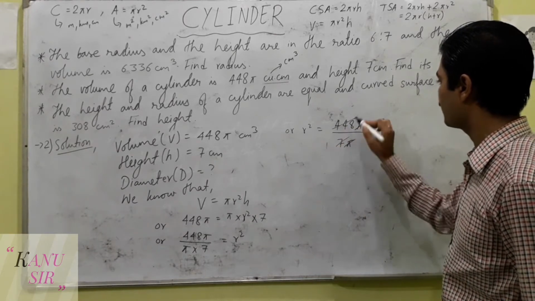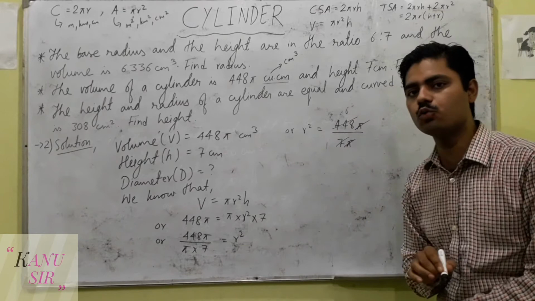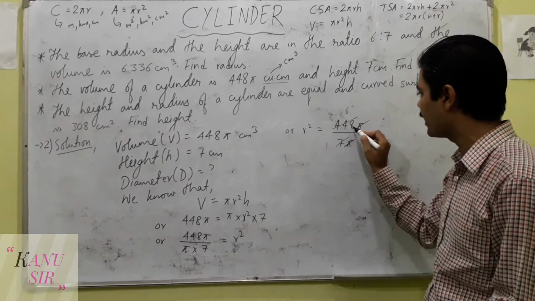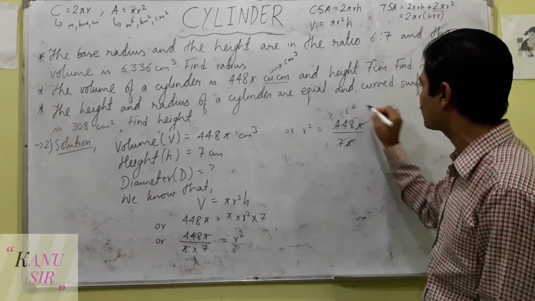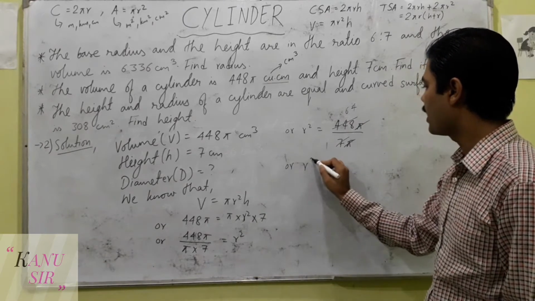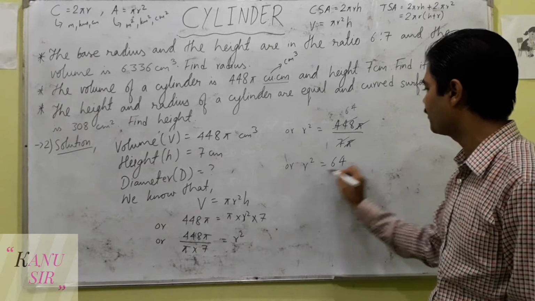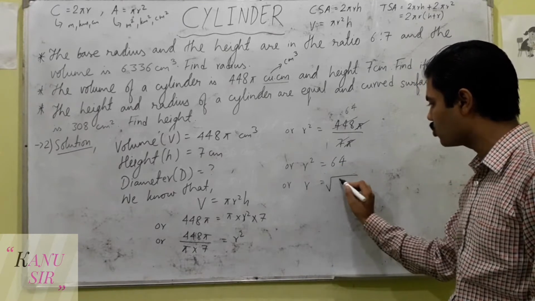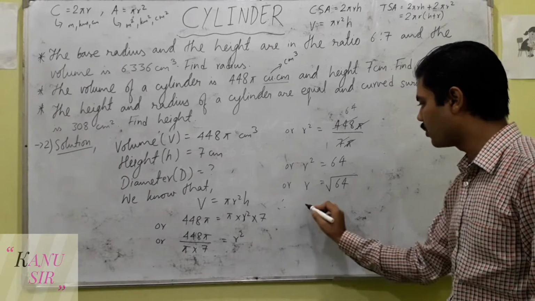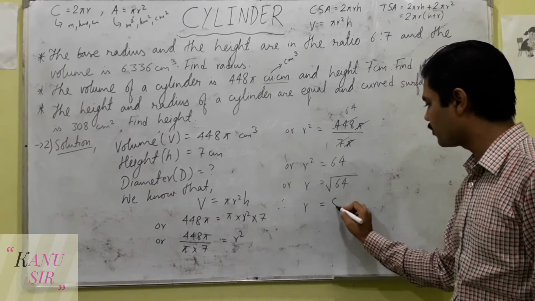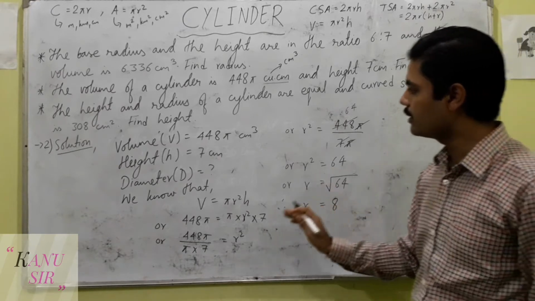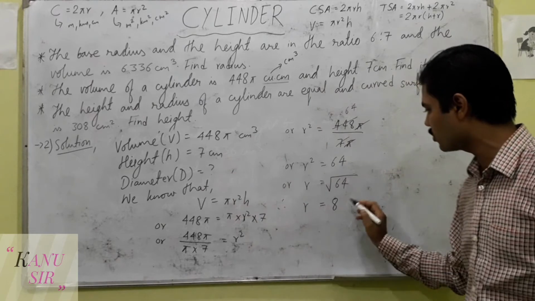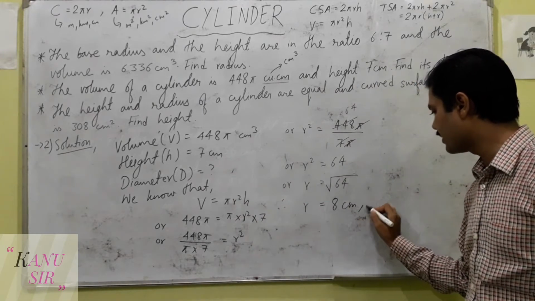7 times 6 is 42. 44 subtracted by 42 gives 2, and with 8, 28. 7 times 4 is 28, so r square is equal to 64. If you remove the square from r, you will get the square root on the next side. Therefore the square root of 64 is 8, and the unit used in this equation is centimeter, so the unit will be centimeter.